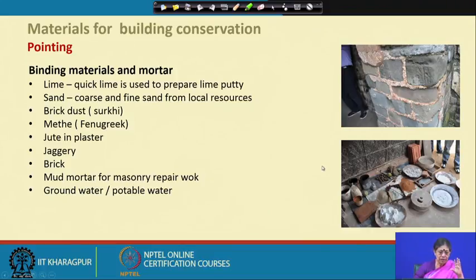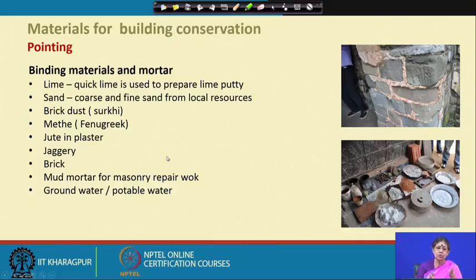Here are some indicators, some of the common materials. Lime: quick lime is used to prepare the lime putty, again a very traditional process. Sand, coarse and fine sand from local resources, brick dust, what we call locally surkhi. The methi, the fenugreek, has also a property and has been traditionally used. The jute in plaster acts as a binding material. The jaggery also acts as an adhesive, and brick and mud mortar for masonry repair work, and groundwater or potable water. The quality of water also has to be neat.